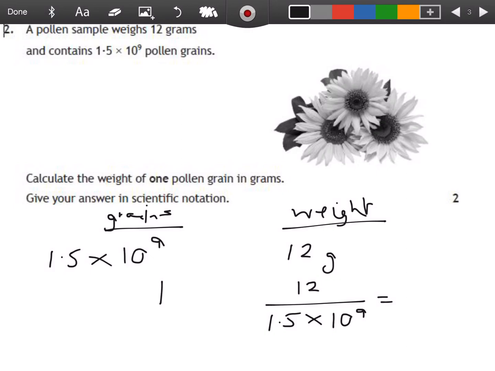Okay? 12 divided by, I would put the 1.5 times 10 to the power 9 in a wee bracket. You just double check how your calculator works. When I do that, I get 8 times 10 to the power negative 9. Okay, and that's the weight, which is in grams. Also, just double check rounding, does it mention anything about rounding? Find the weight of 1 in grams. We've got the weight. That's a negative 9 power. Give your answer in scientific notation. It's already given us it in scientific notation. Okay.